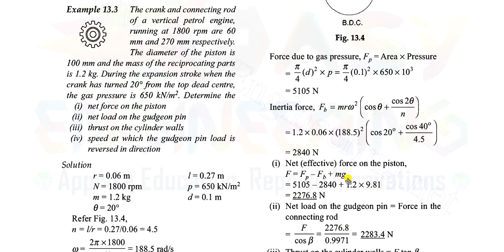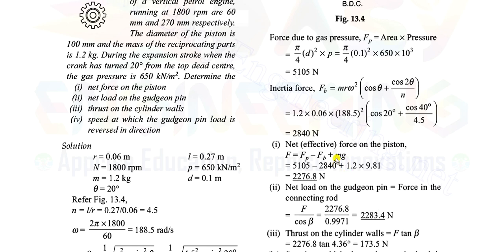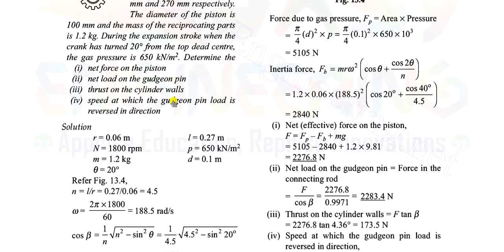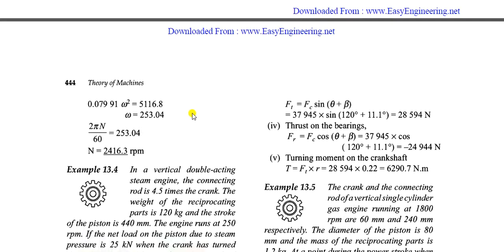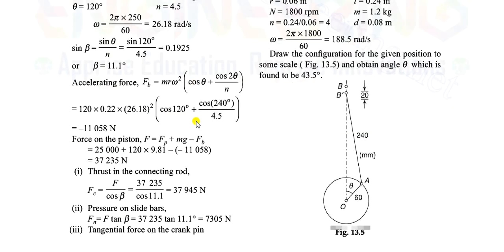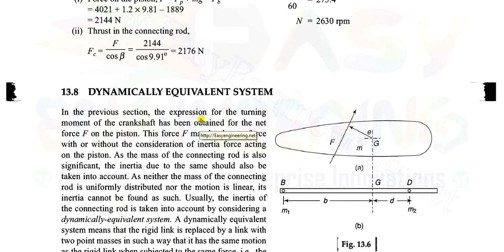So when the engine is vertical, we have to consider the mg effect also. The weight of the piston, or all the weight of the reciprocating parts, will be considered. So we will add mg in the net effective force to calculate the net effective force. Please try this problem, one or two problems, as practice. If you don't get it, ask me. Okay, so from here I will come to the next topic.